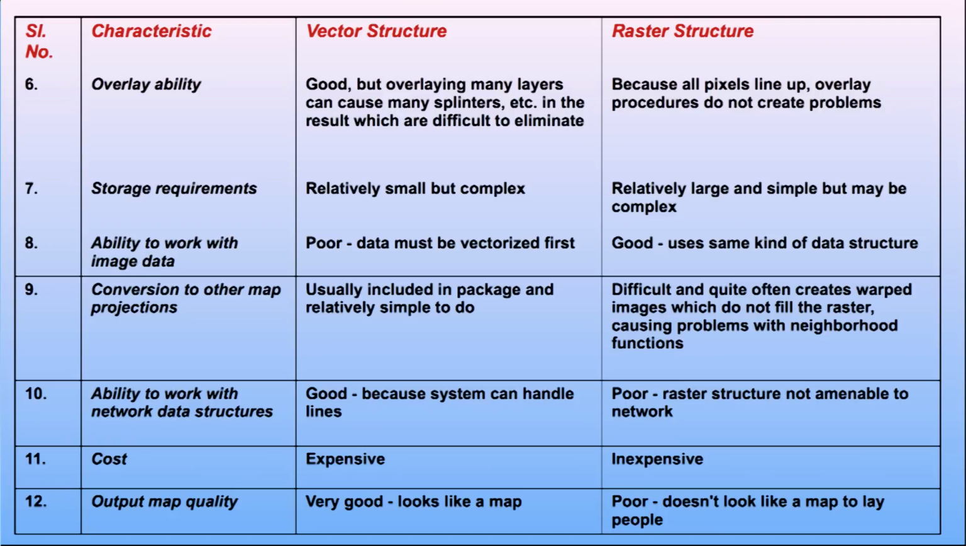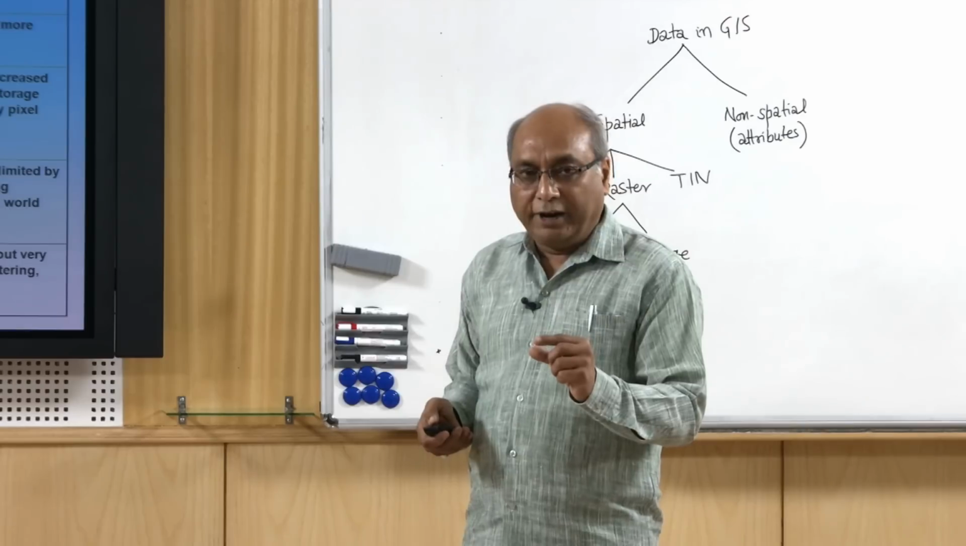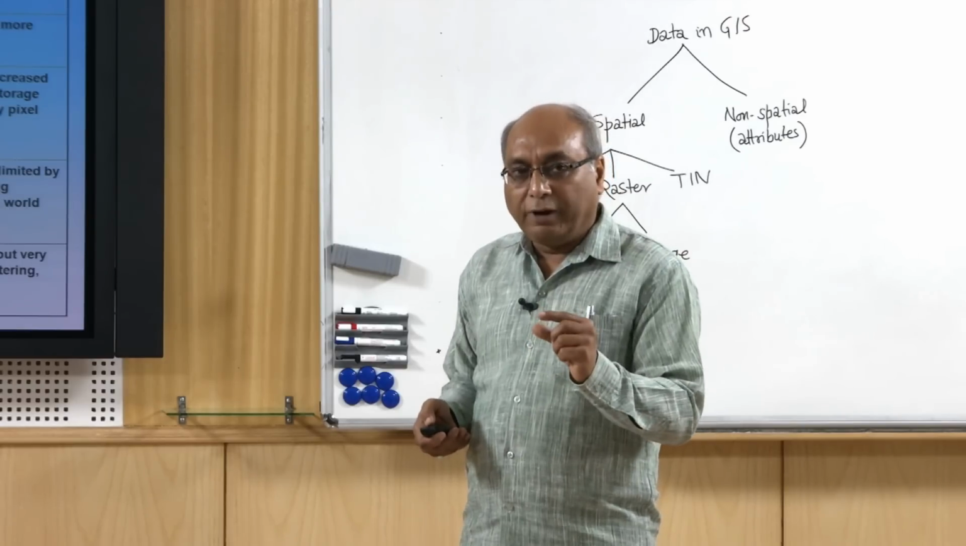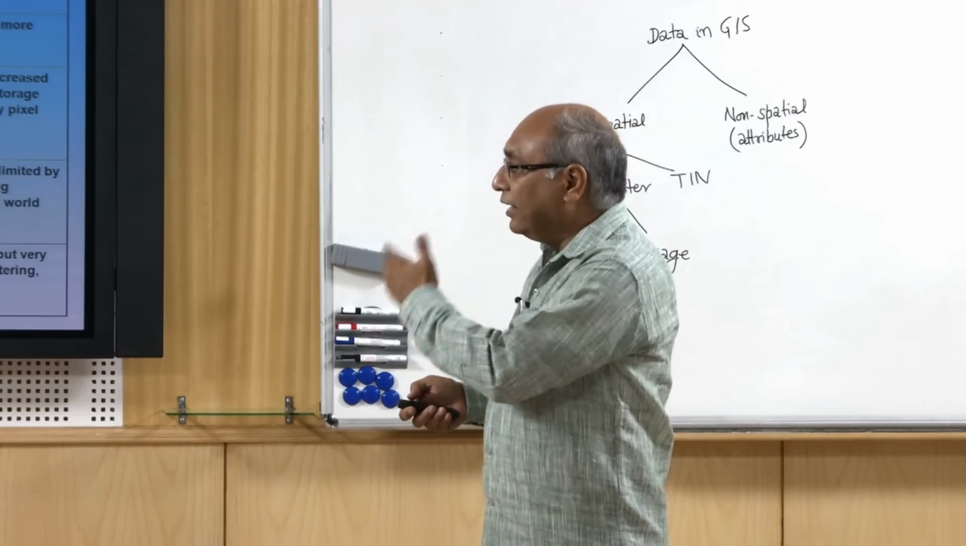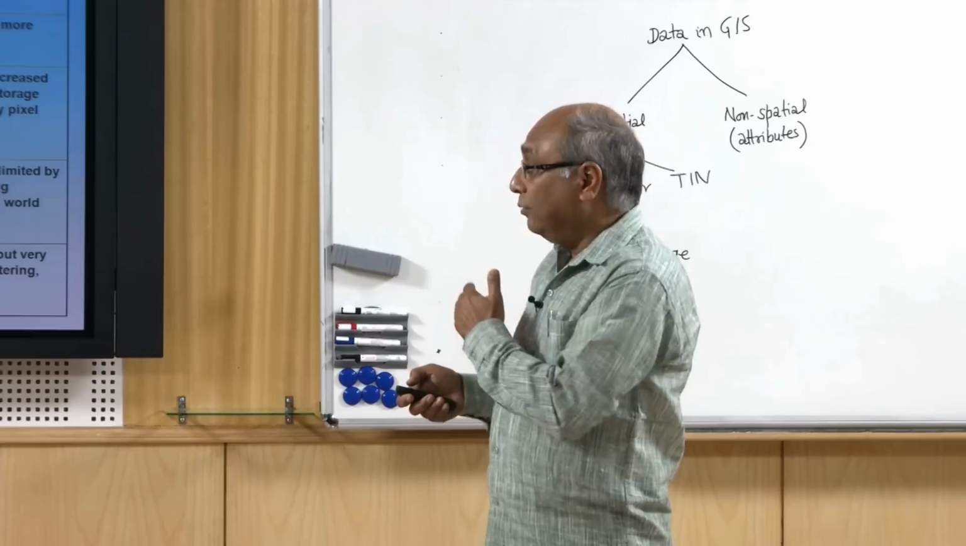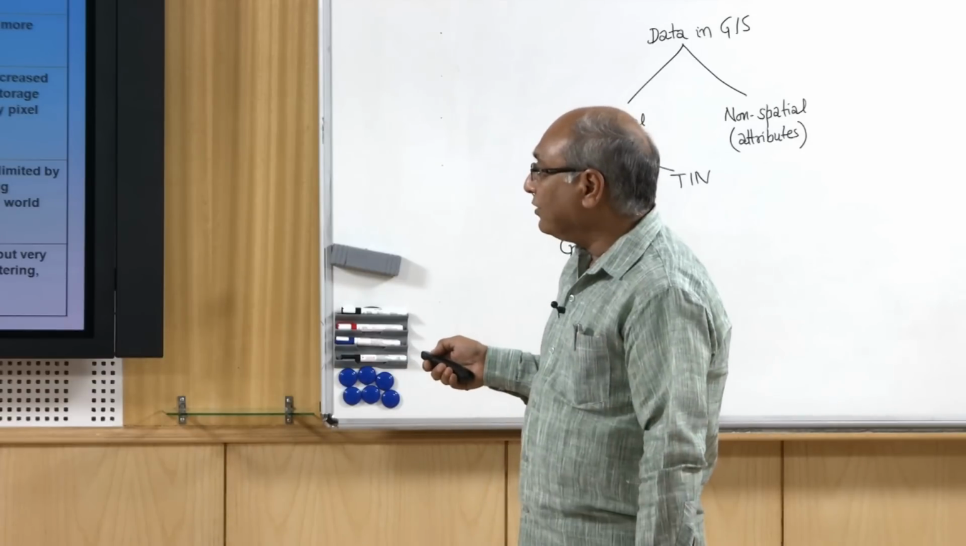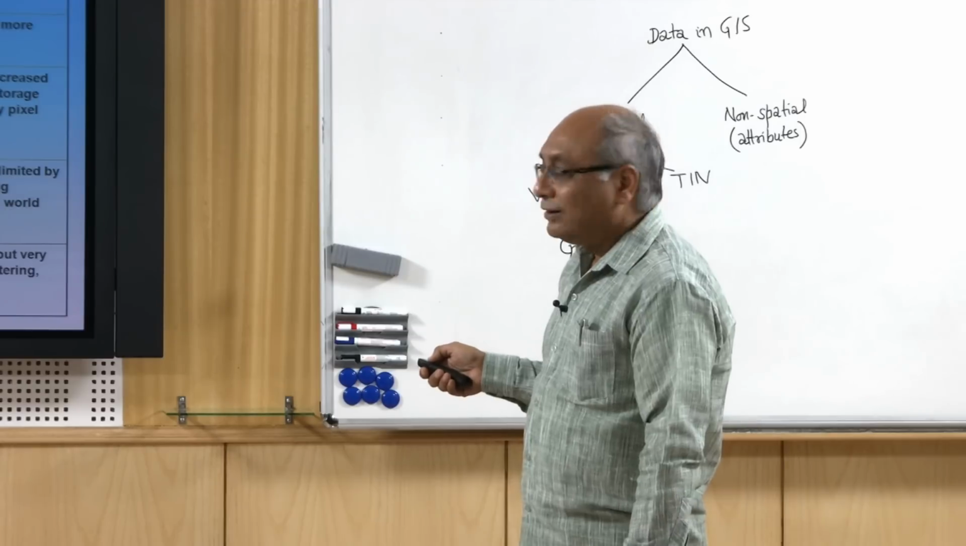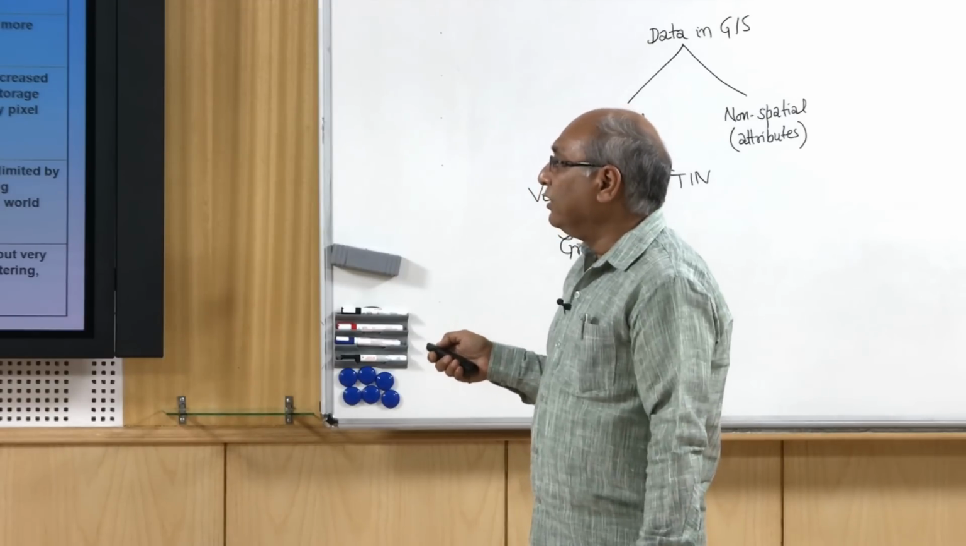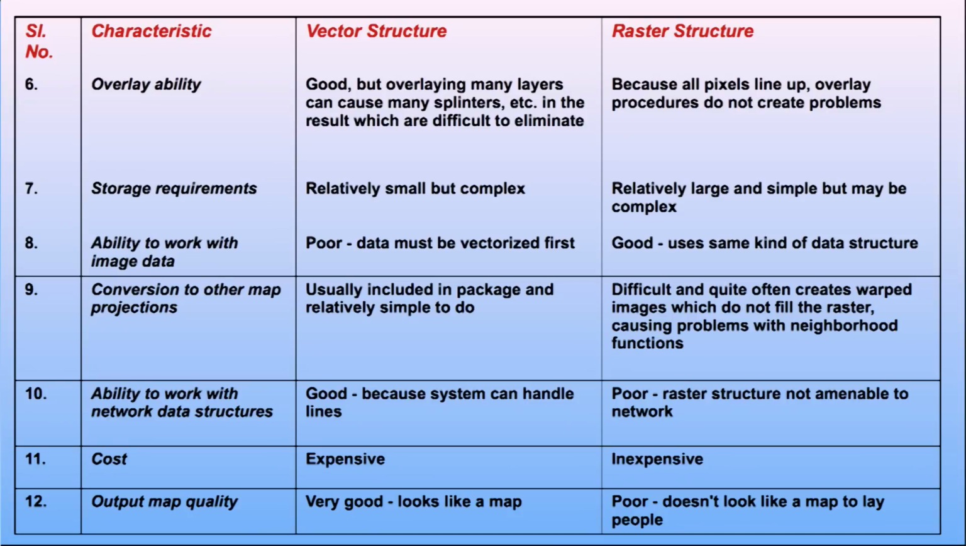Positional precision, as discussed already: vector provides very high precision, and when your data representation is very accurate, precision wise and accuracy wise, then you will have better outputs. In the case of raster, the output also becomes a little difficult. Precision increases with increased processing time and data storage. Precision here will also increase with an increase in spatial resolution.